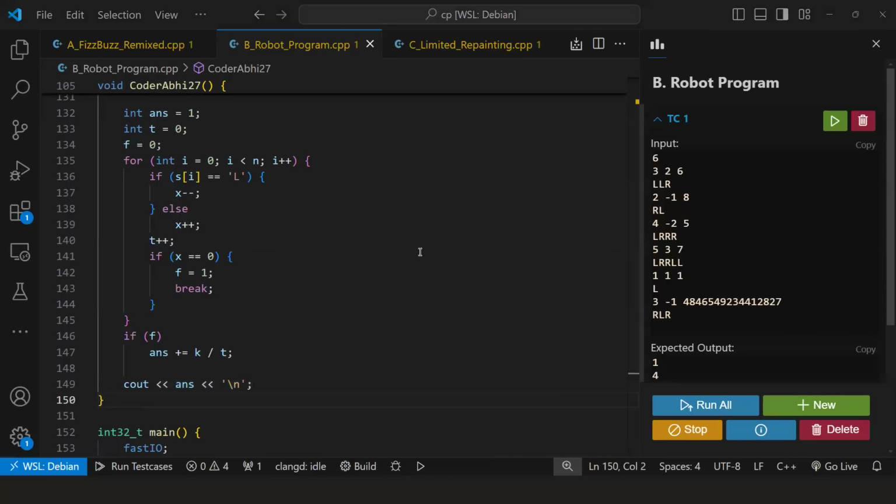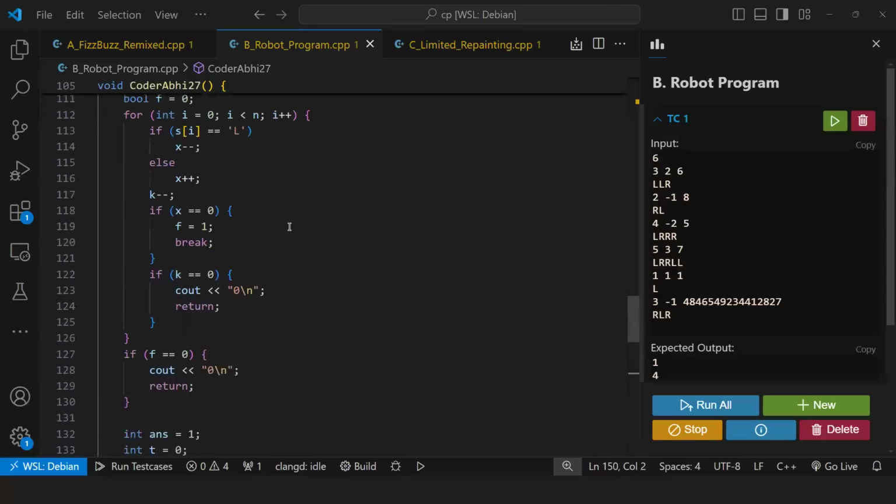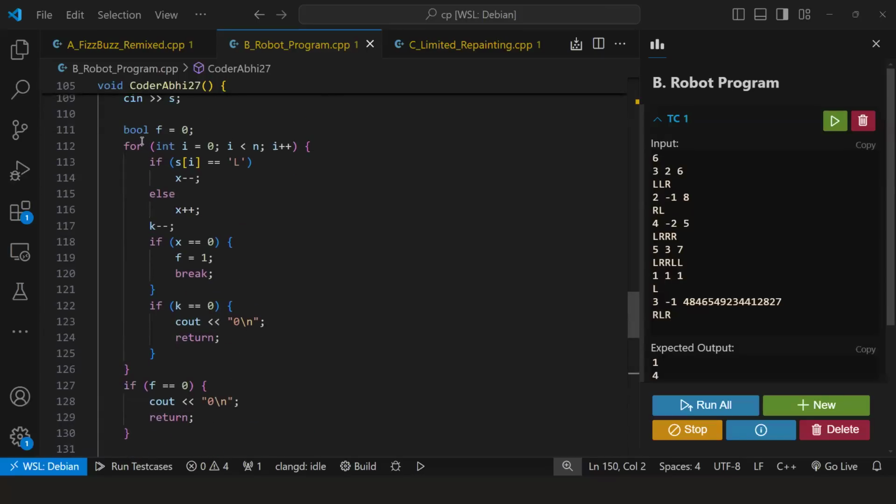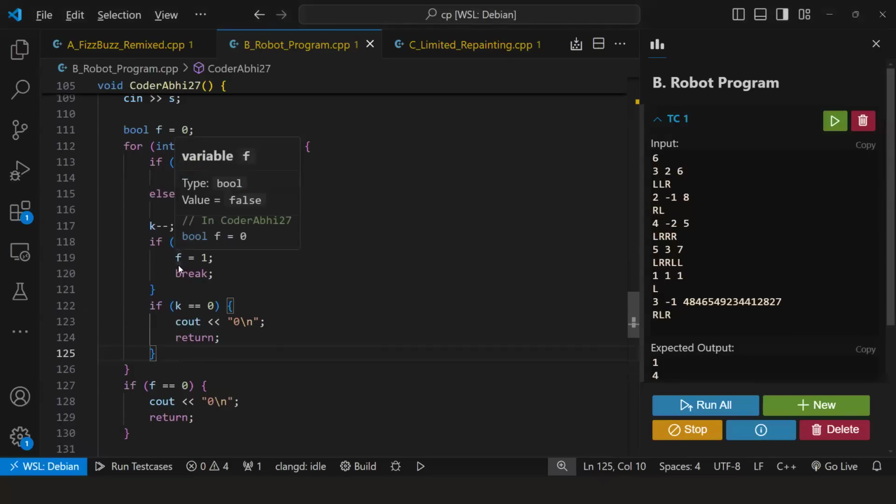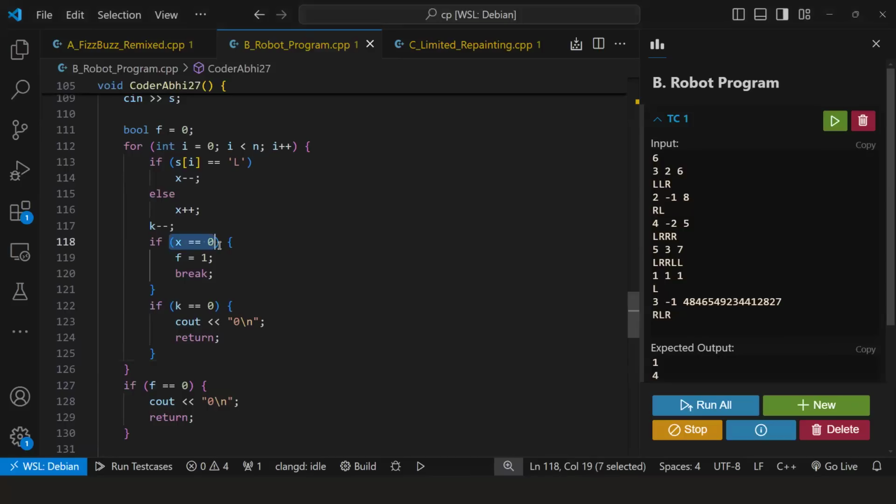What if I encounter 0 before k turning 0? I hope that is clear to you now. You were asking about the first loop, what if I encounter 0? Can you repeat once? You're asking about this initial loop, right? If x becomes 0 before k turning 0, then I just set f equal to 1 and break out.